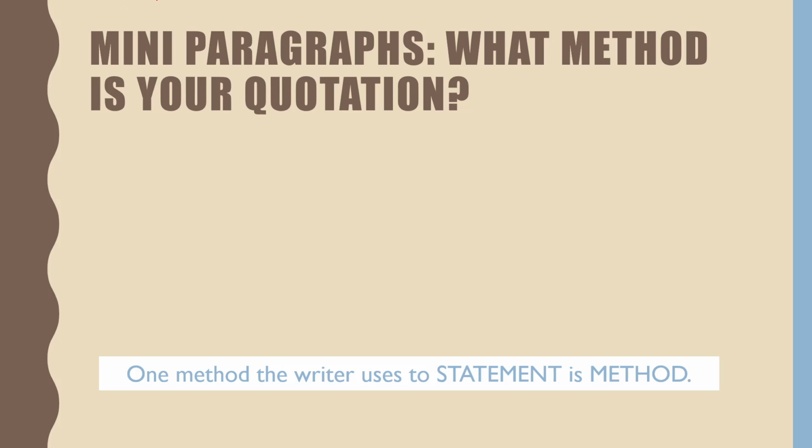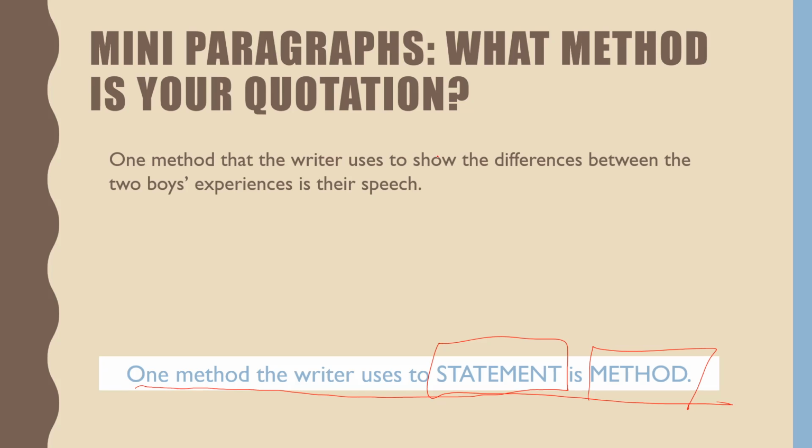Next, you're going to do mini paragraphs. Okay, you're going to do paragraphs kind of like the question 3, and there's 3 things within each paragraph. And the first thing is, what method is your quotation? And you write that like this. One method the writer uses to show the statement is method. So our statement here was that their experiences are very different. Okay, so I said one method that the writer uses to show the differences between the 2 boys' experiences, so that's the statement, is their speech.